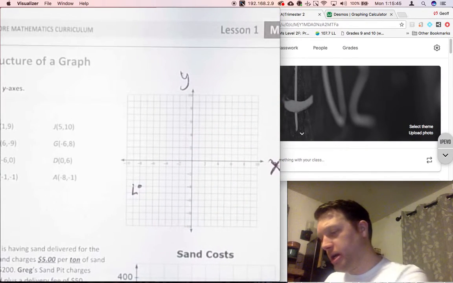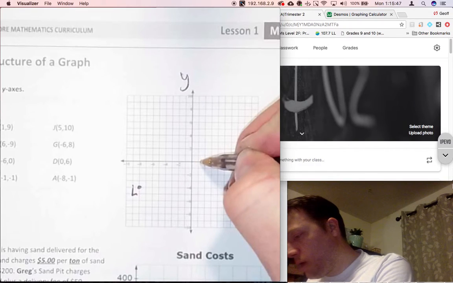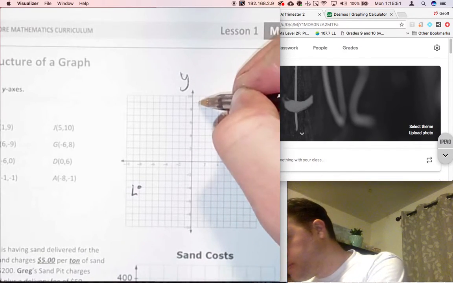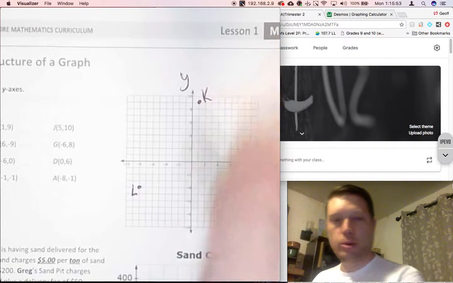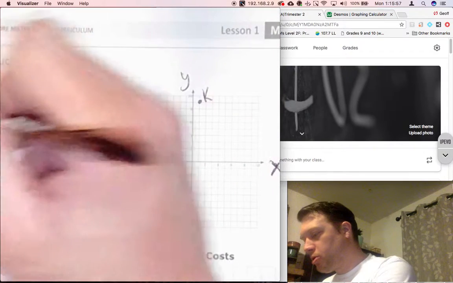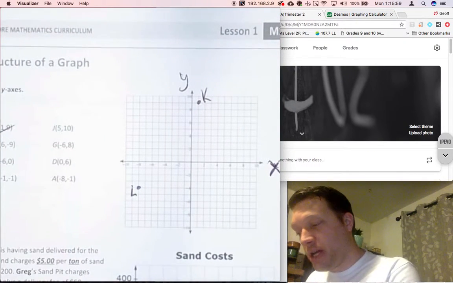K is at 1, 9. So over 1, because that's the first number, up 9, label with point K. Okay. And I'm just going to put a little cross over there because I talked about them. J is at 5, 10.